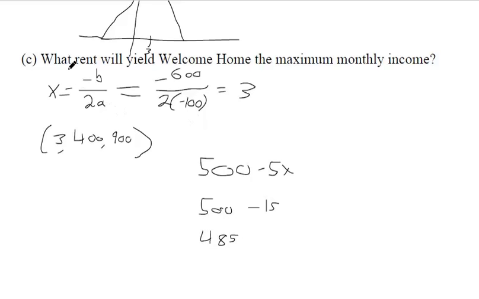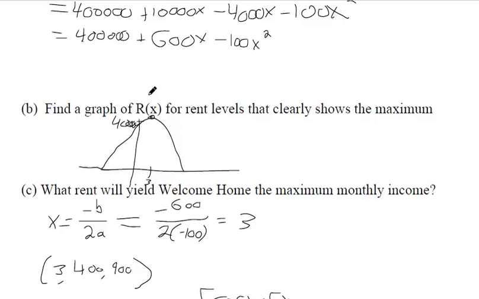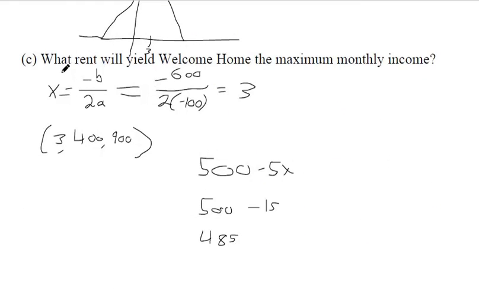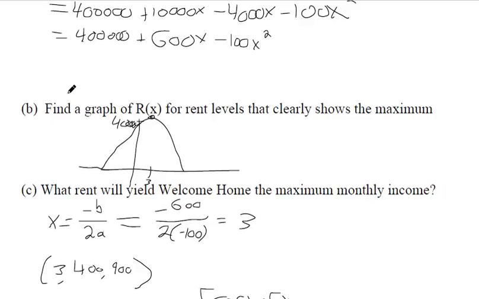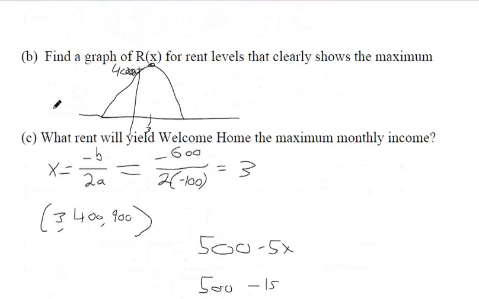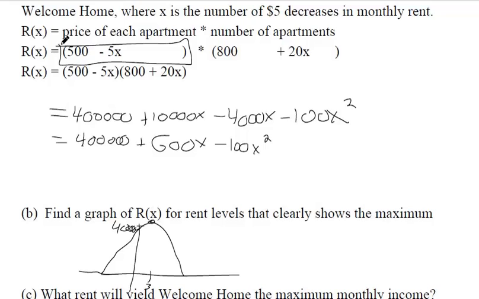Now, if the question was different, if the question said what was the maximum revenue, then you'd plug x equals 3 into this function here because that would tell you your max revenue. Okay, you plug 3 into this equation, that would tell you what your maximum revenue is going to be. But the question said what price should you set these apartments, so we only want to plug it into this part where we calculate the price of the apartments.